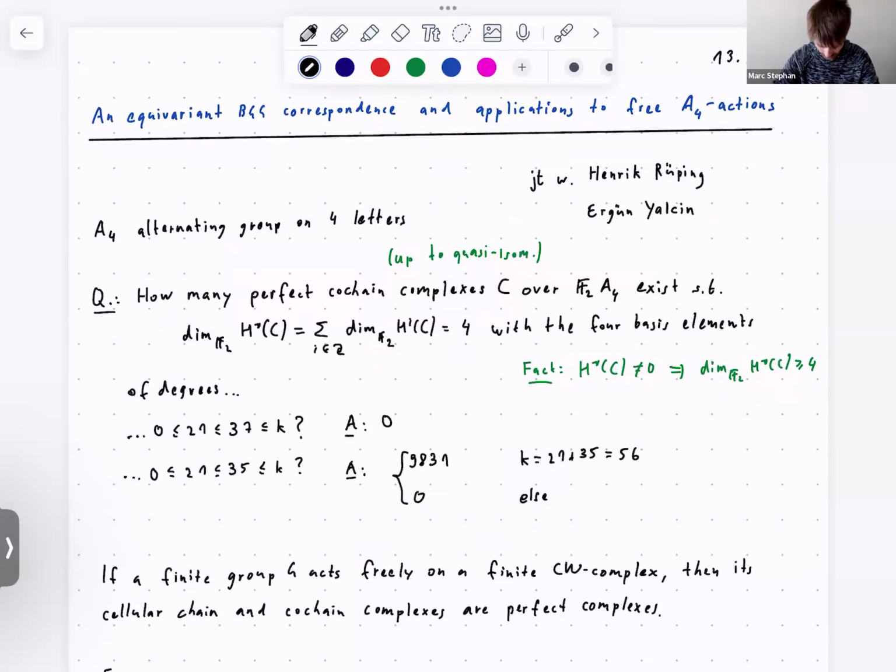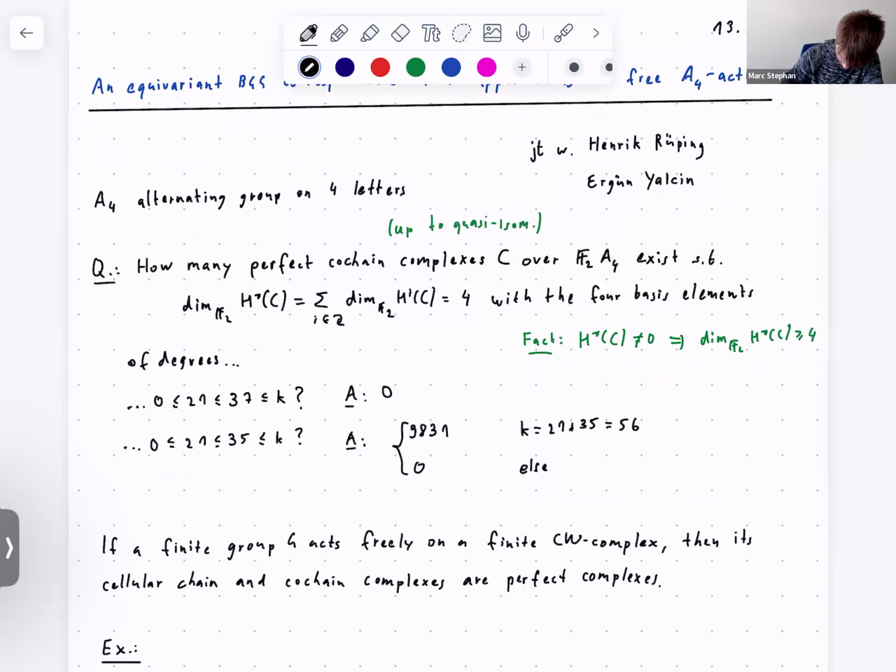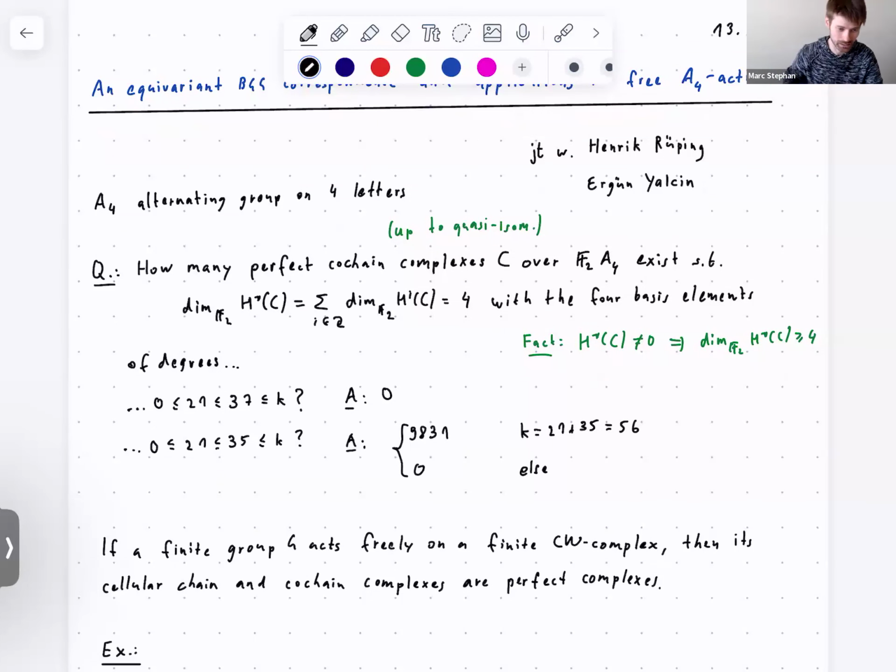And the interest comes from topology. Namely, if a finite group G acts freely on a finite CW complex, and here I usually mean that we actually have a G-CW complex structure, so the action takes cells to cells. Because it's free, this is the only condition. Please keep asking us these questions. It's fun. All right, thanks. So if we have such a finite CW complex with a free G action, and then we look at its cellular chain complex or cellular cochain complex, then we get perfect complexes.